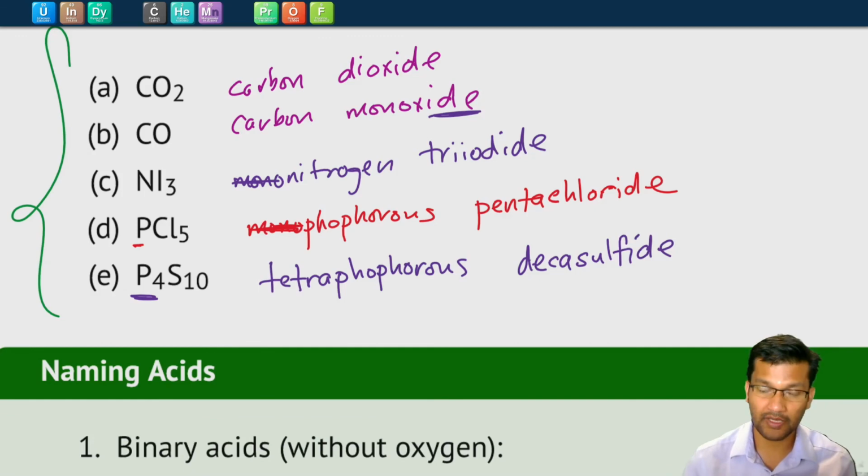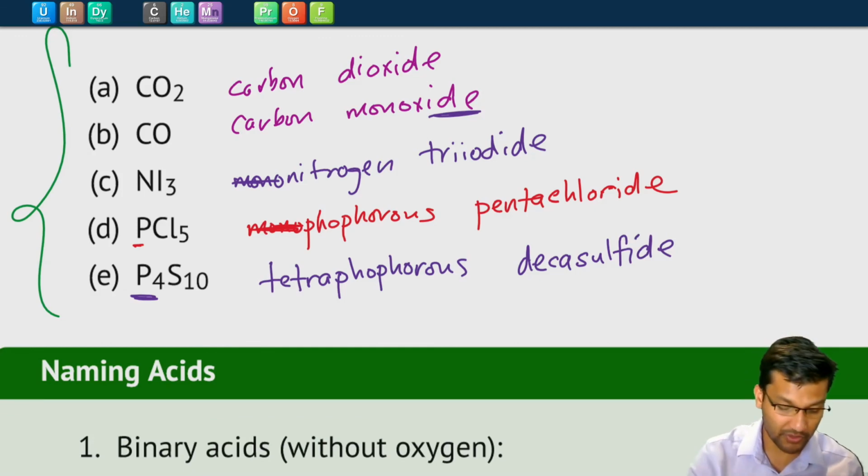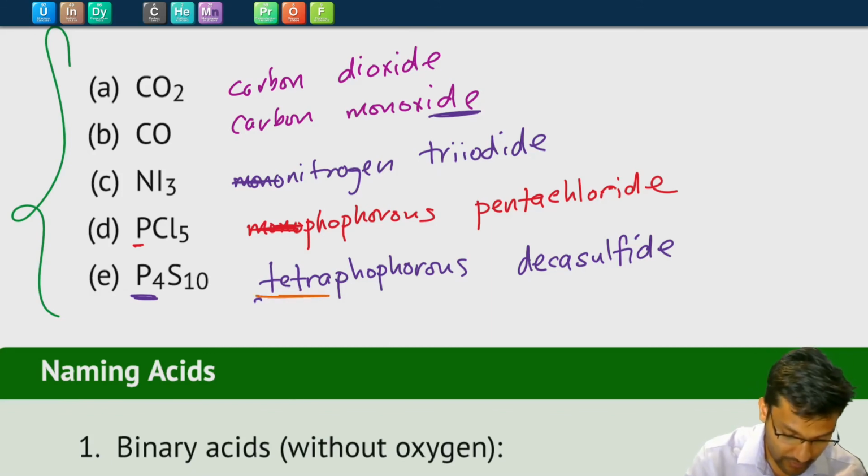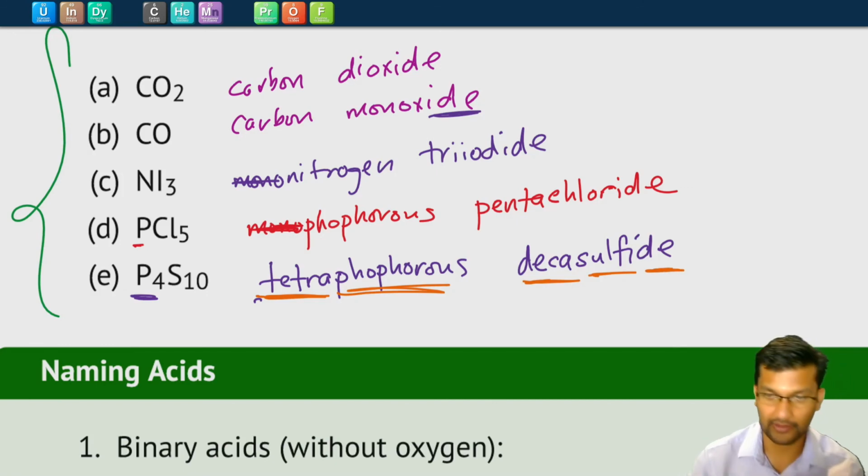That's how we name covalent compounds with just two elements. There's a number. There we go. Number, first element. Number, second element, ending with IDE.